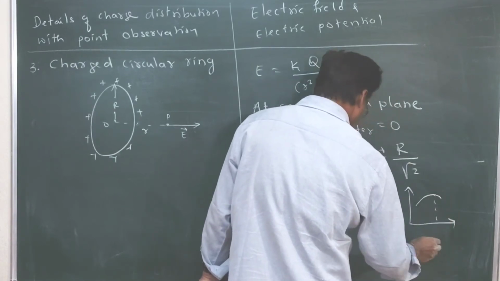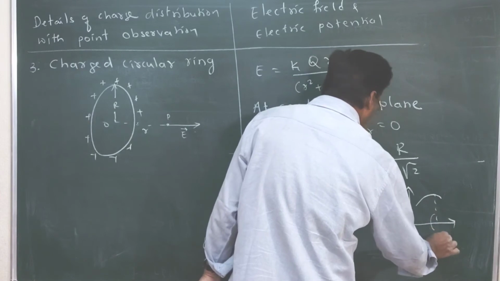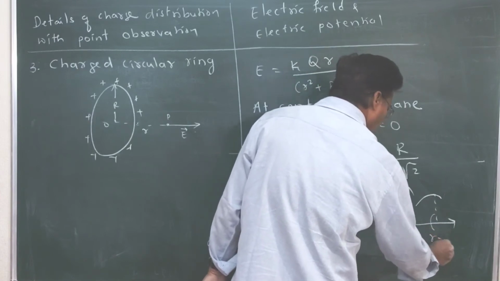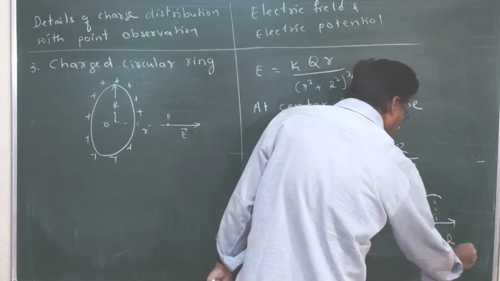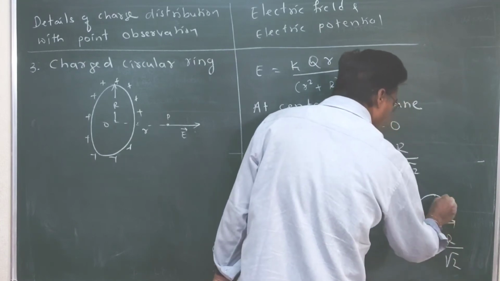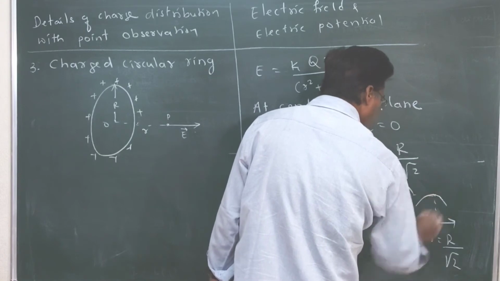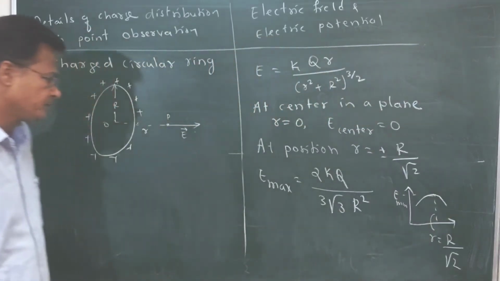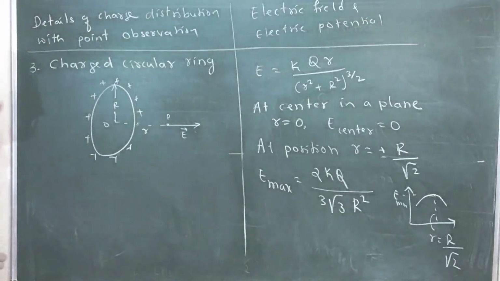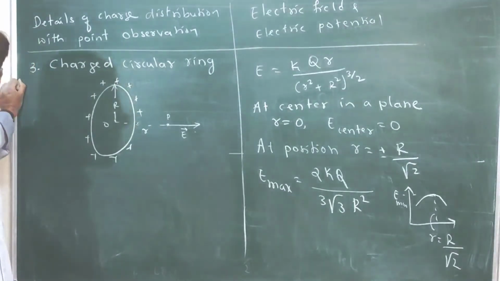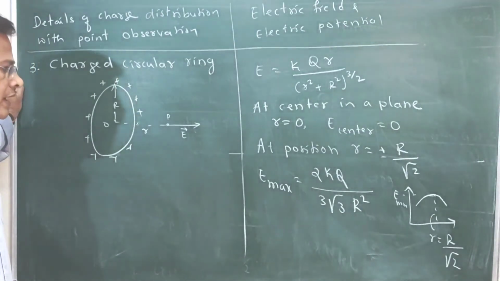When it is maximum, small r equal to R divided by root 2. Then E will be the maximum. So that is E maximum equal to 2kQ divided by 3 root 3 R square that we are getting.